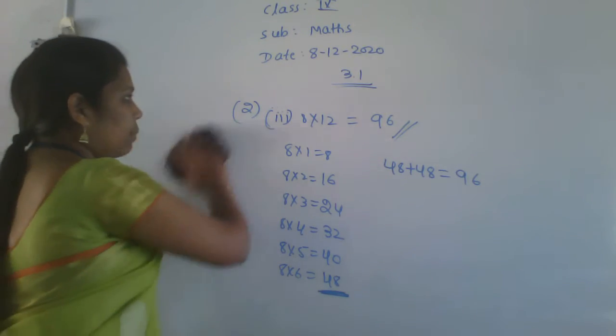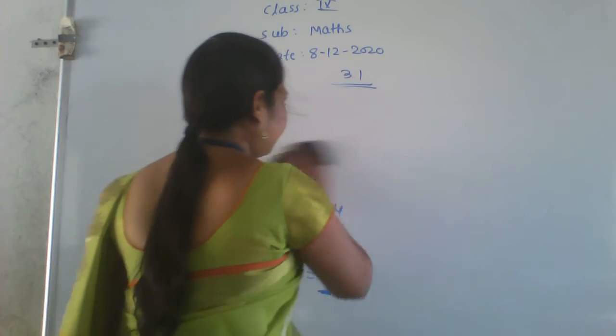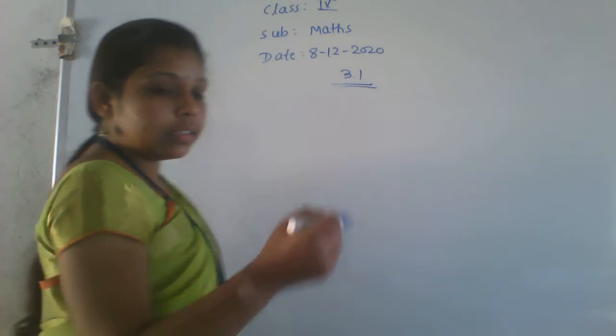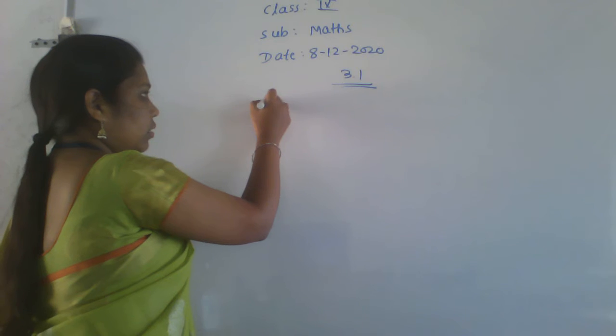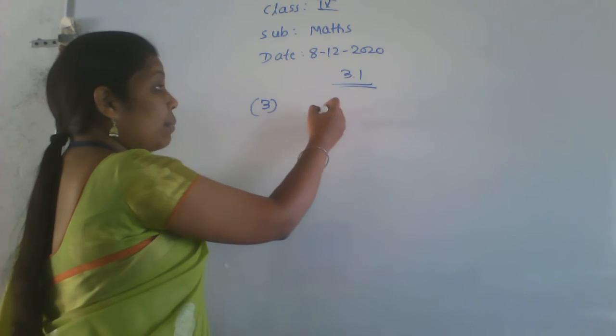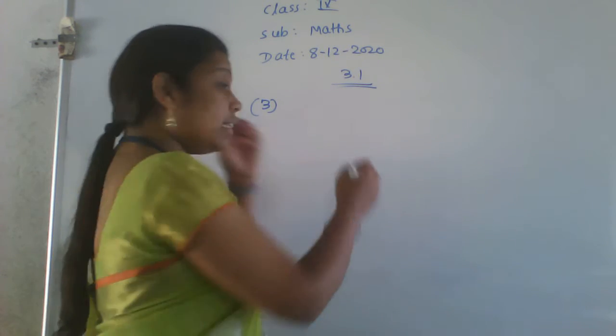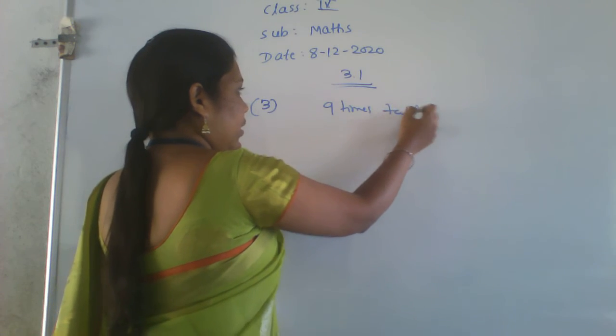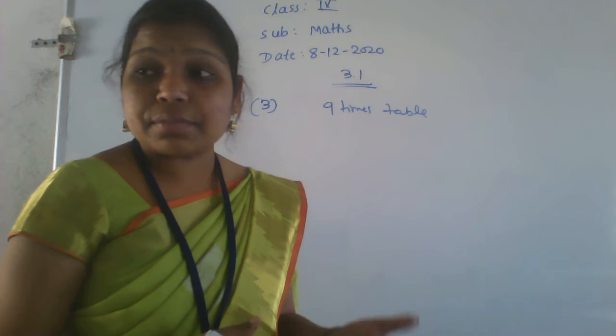Next one is the third main. Go for the third main. 3.1. Go for the third main. Double the 9th times table. 9 times table, you have to double here. Double the 9 times table.